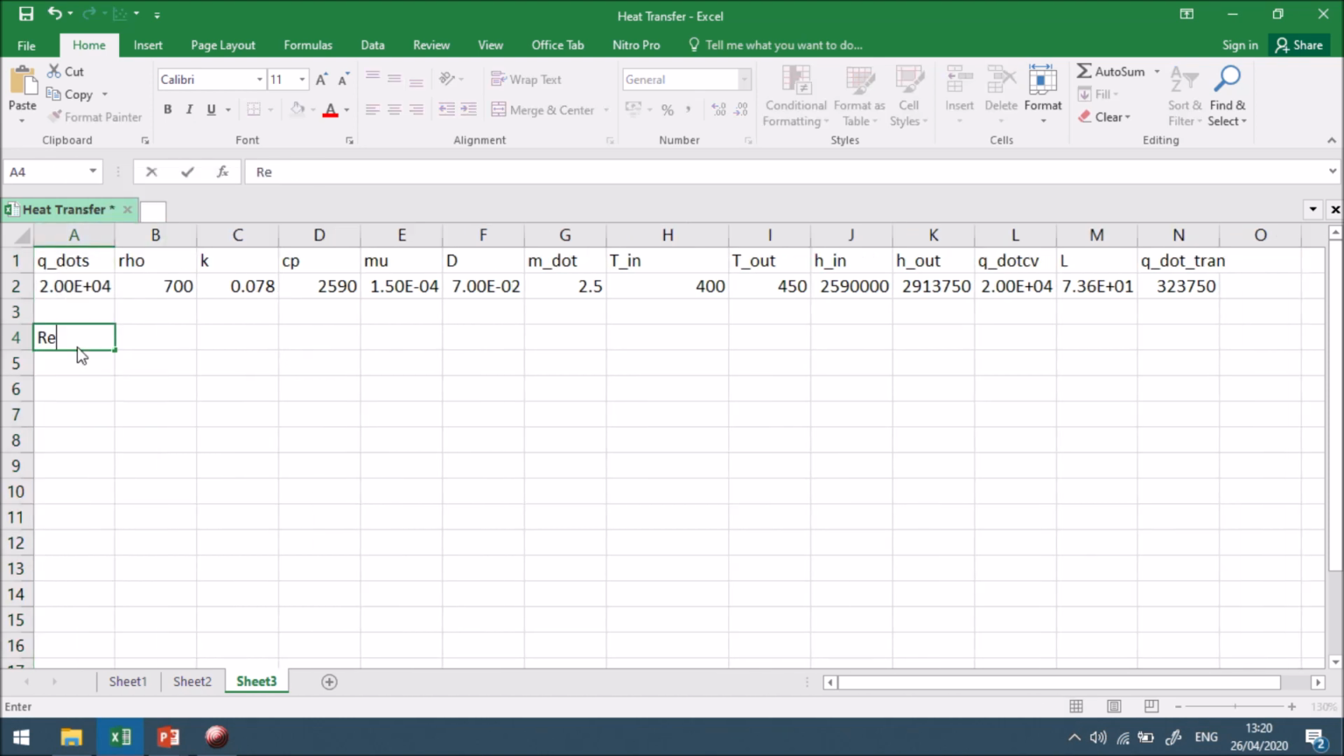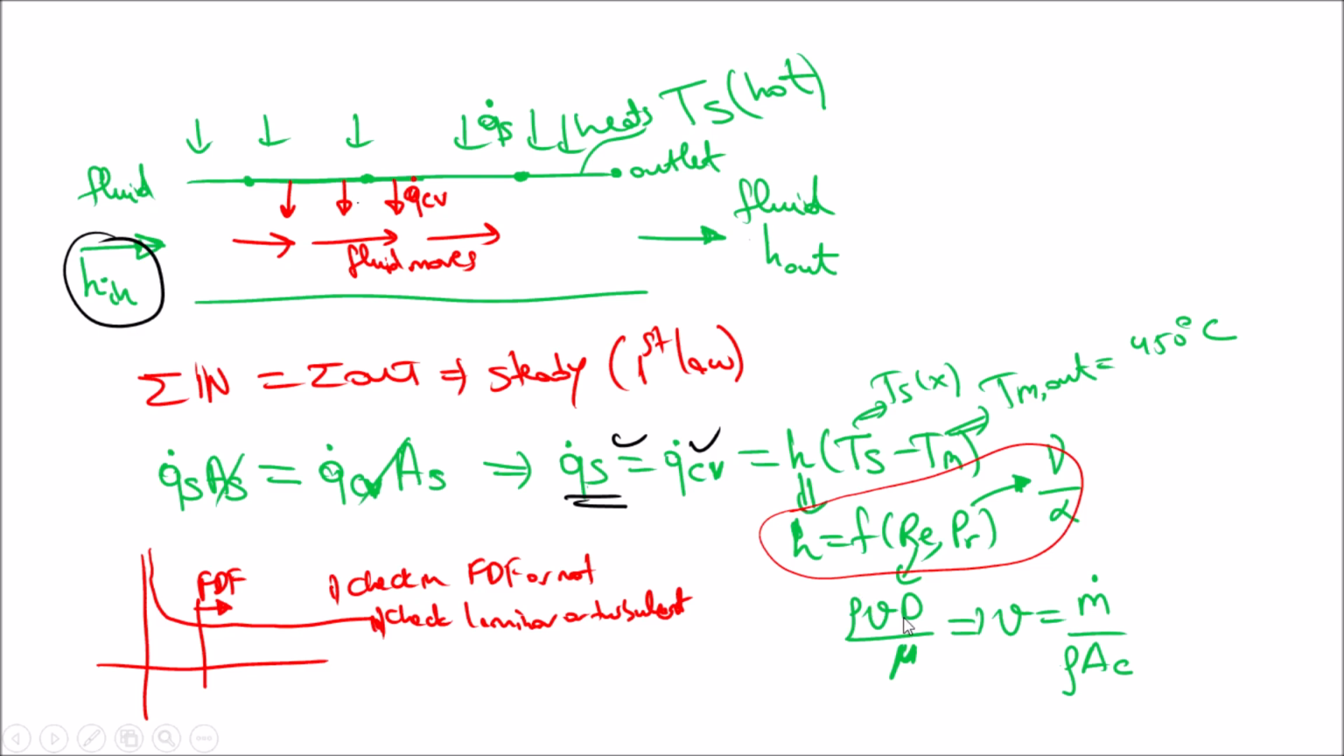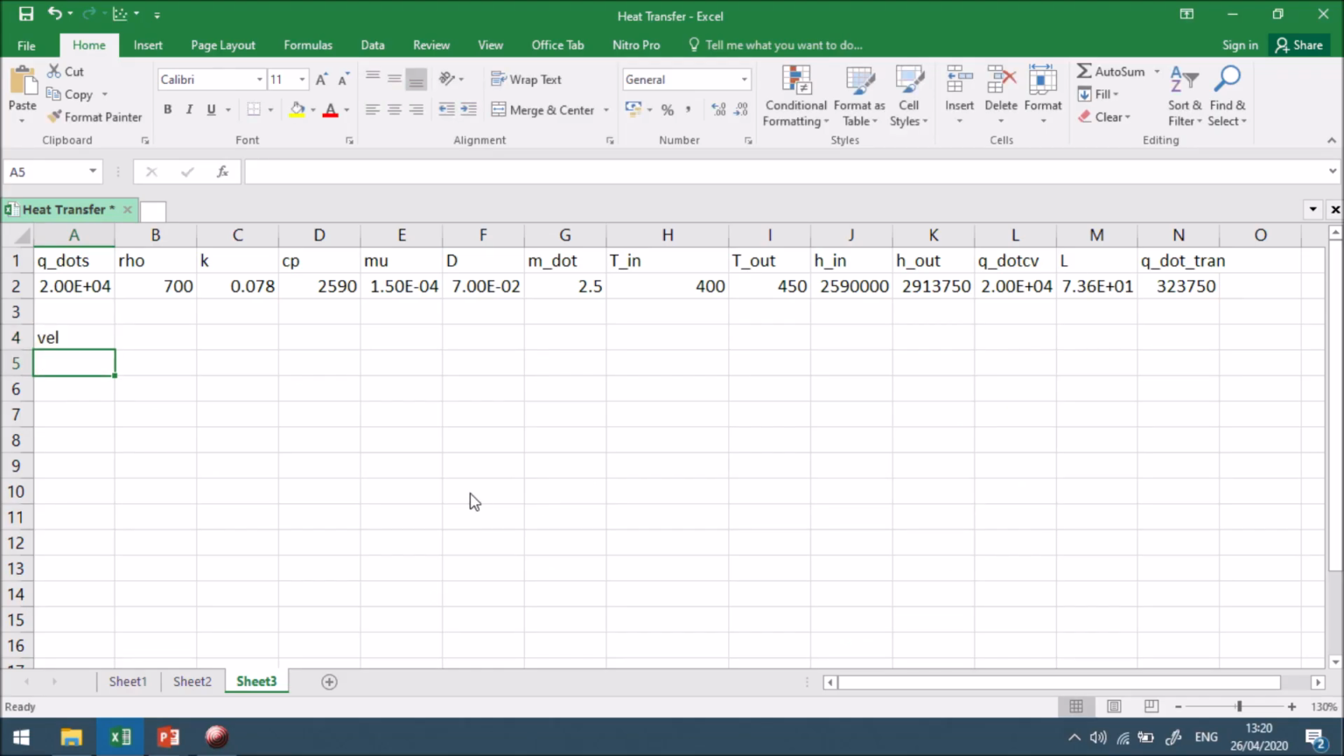So the Reynolds number will be rho V d by mu. I don't know V, let's find the velocity here. Velocity will be m dot divided by cross-sectional area. I should find cross-sectional area, AC. AC will be pi into diameter squared by 4. Then you will have the velocity, which will be m dot divided by cross-sectional area multiplied with the density. This should be in brackets.